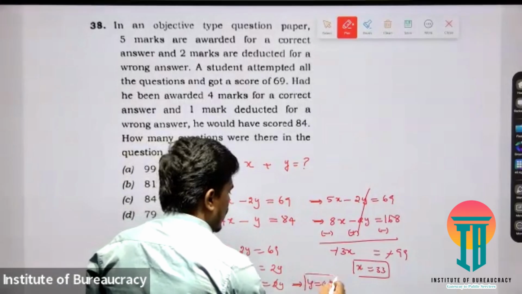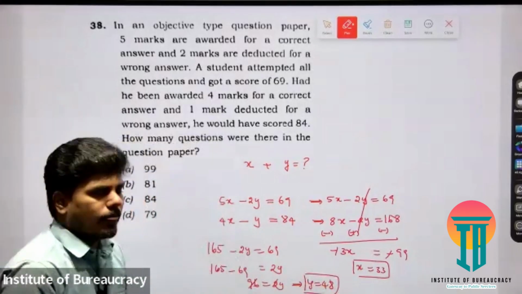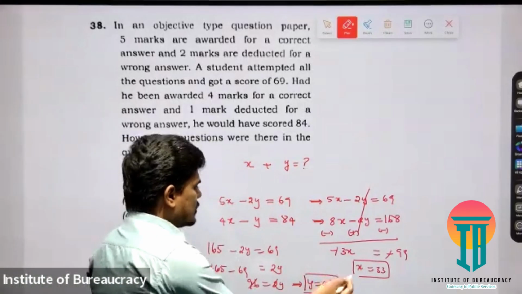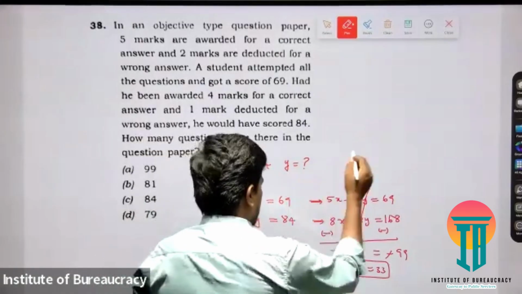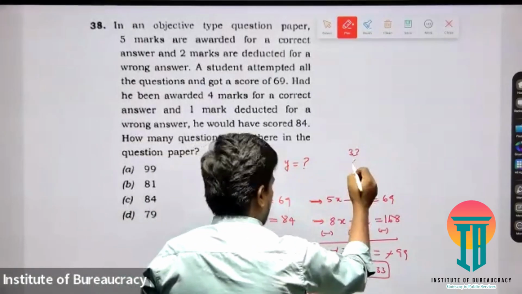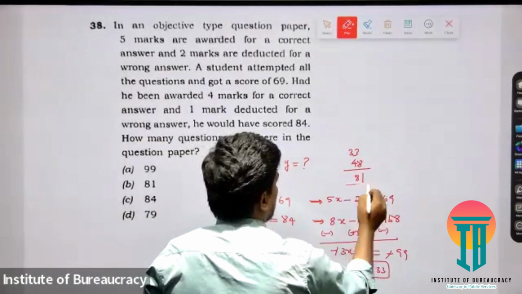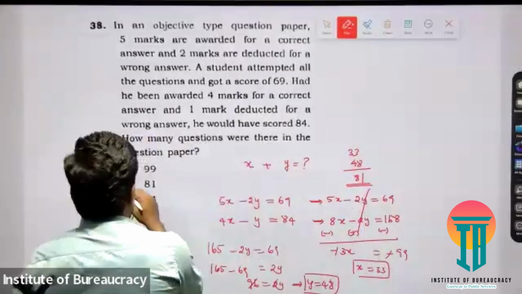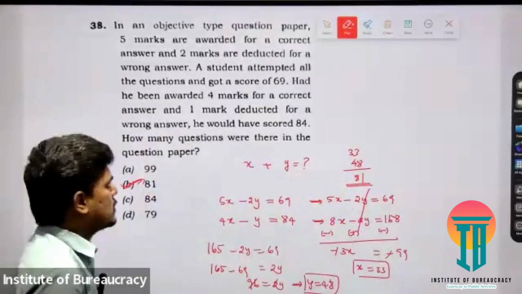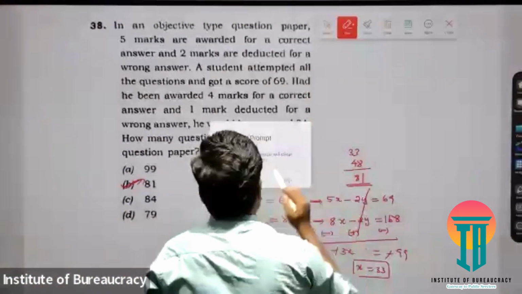So y is 48. 48 questions wrongly answered and 33 questions rightly answered. Total is x plus y, that is 33 plus 48. If we add it, it is 81. So the total number of questions is 81. Option B is the answer for this question. That's it. The next one.